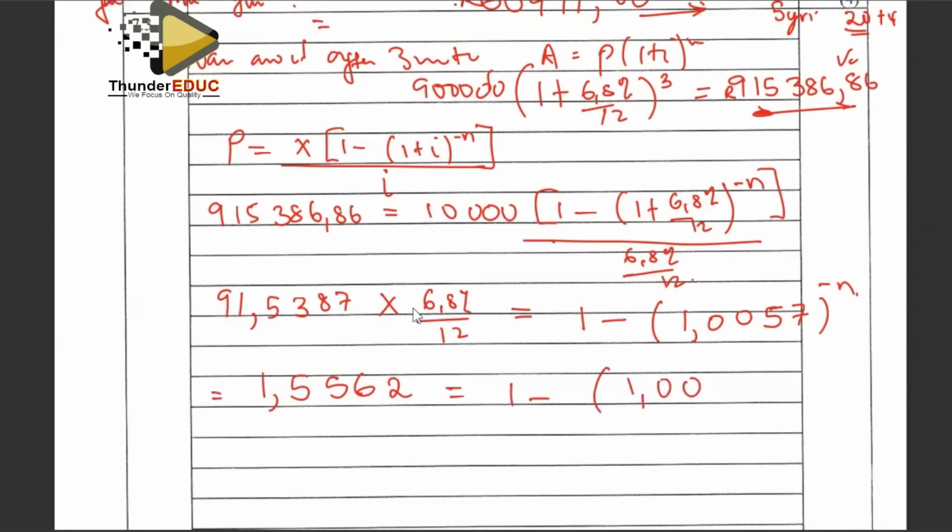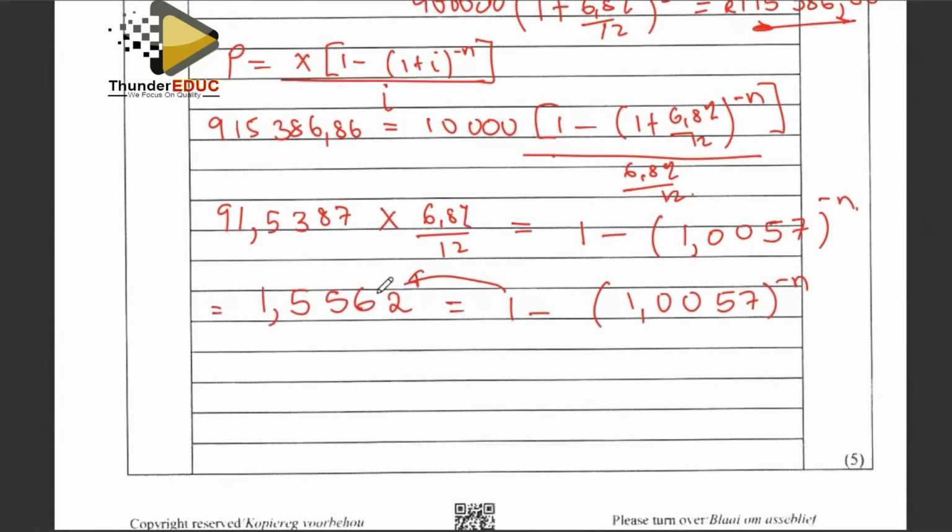Okay, so then I have to move this one to that side. Does that make sense? It should make sense. Okay, so it's going to be 0.5562 is equal to the negative 1.0057 to the exponent of negative n.